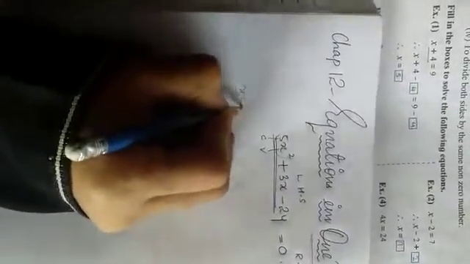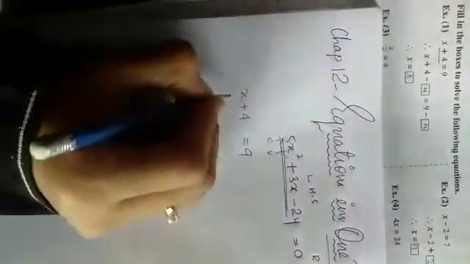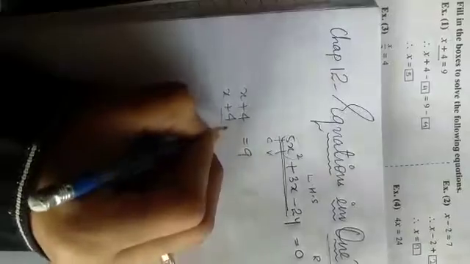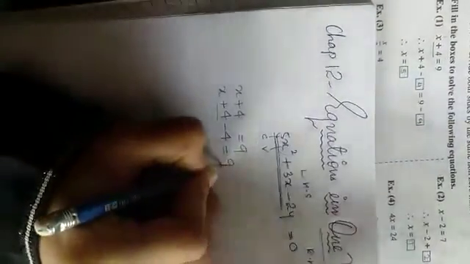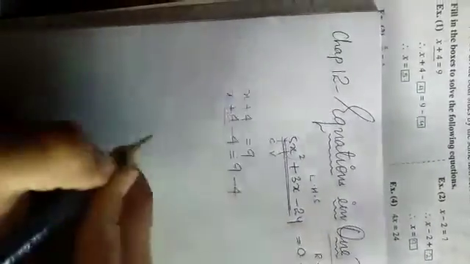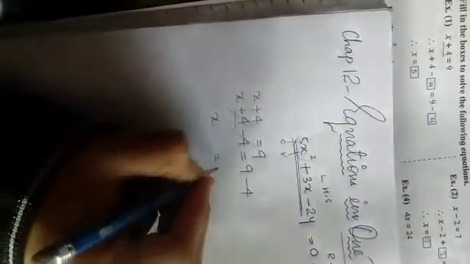This is x plus 4 is equal to 9. So x plus 4, the same number we have to take with the opposite sign. It means minus 4 is equal to 9, and the same number you have to take at the right hand side, 9 minus 4. See, minus 4 plus 4 gets cancelled. X will be remaining here is equal to 9 minus 4, 5. X is equal to 5.